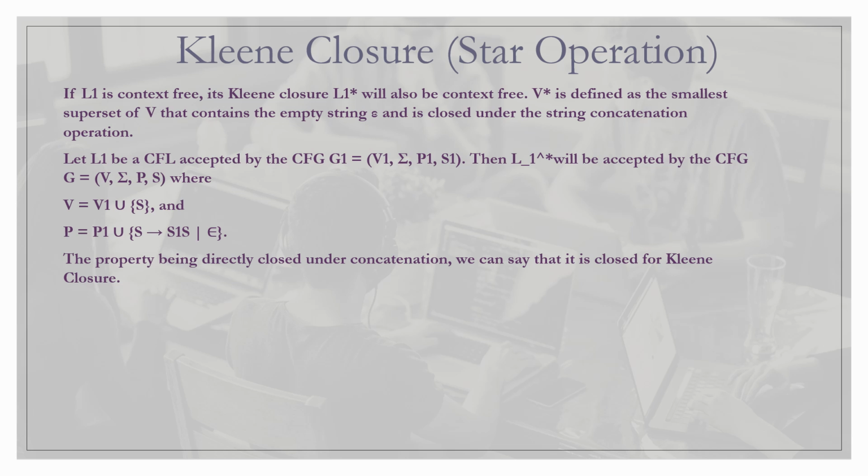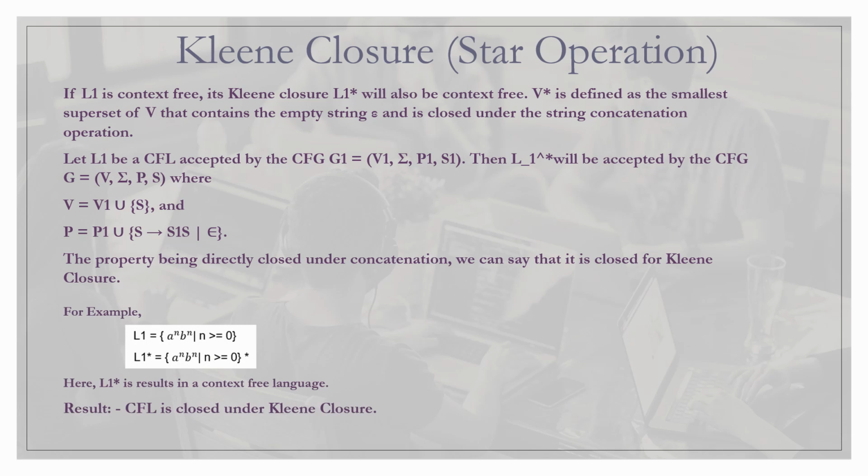Let L1 represent a CFL accepted by a CFG G1 represented as V1, sigma, P1 and S1. Then L1 star will be accepted by the CFG G represented by V, sigma, P and S, where V would be V1 union S and P would be P1 union the production S, where S is a CFG represented by S tends to S1 S or epsilon.